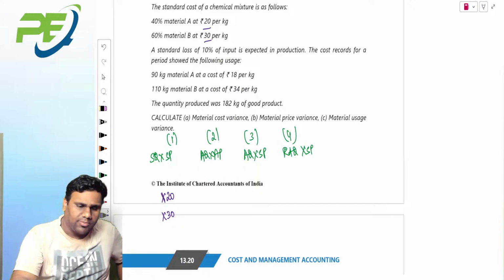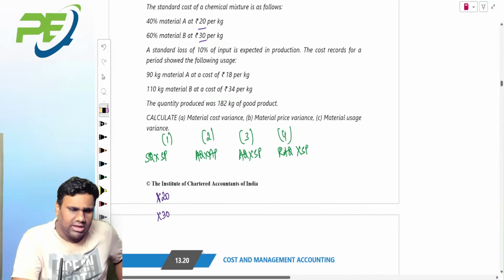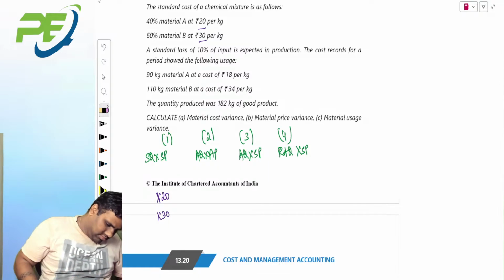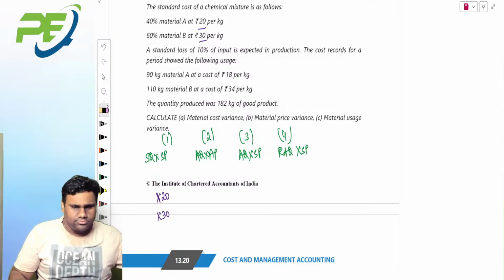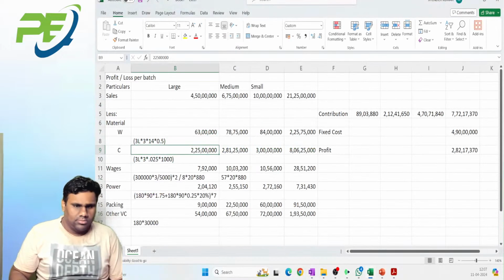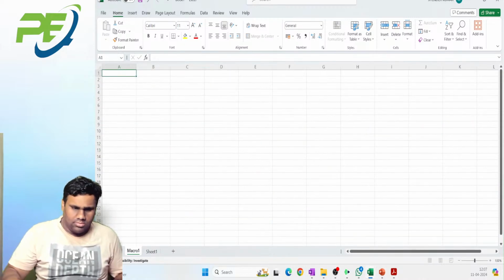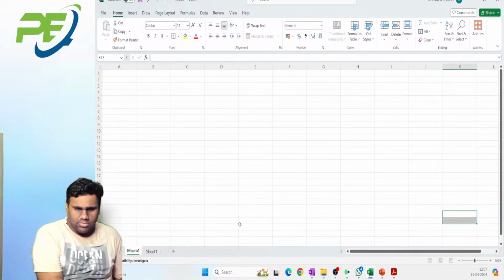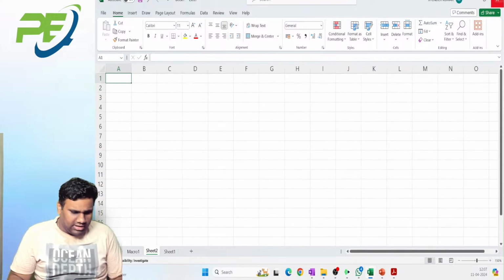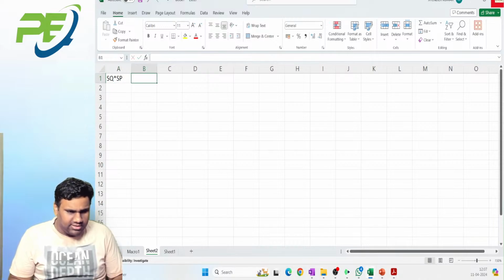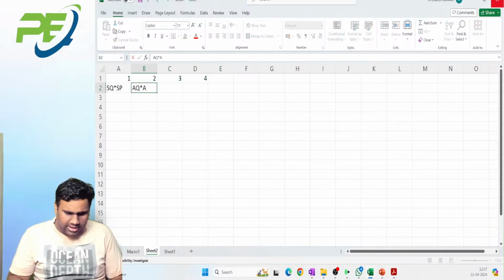I think I have to space it out properly. Give me 1 minute. Better I do it in Excel. Yes. So first SQ into SP. AQ into AP.